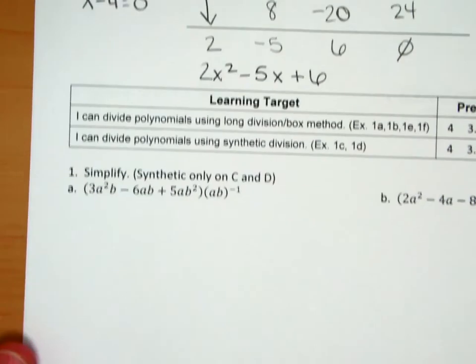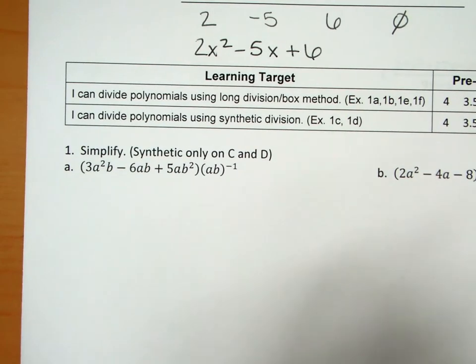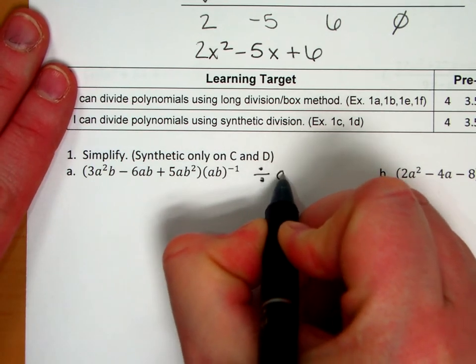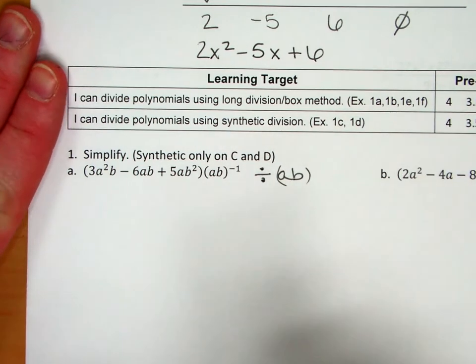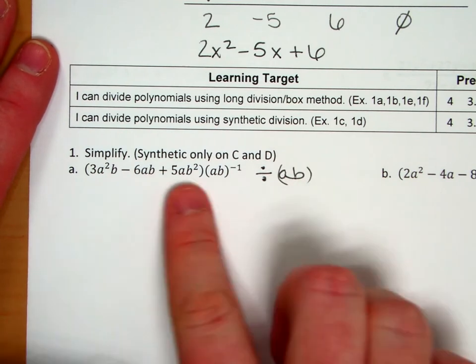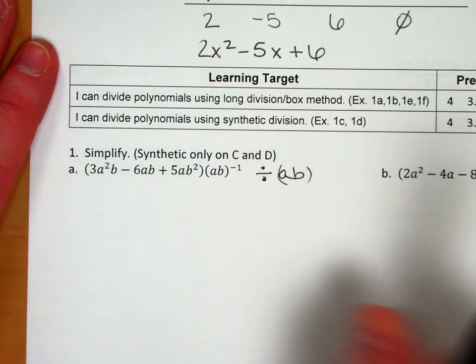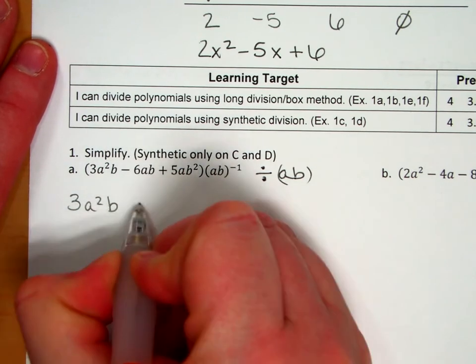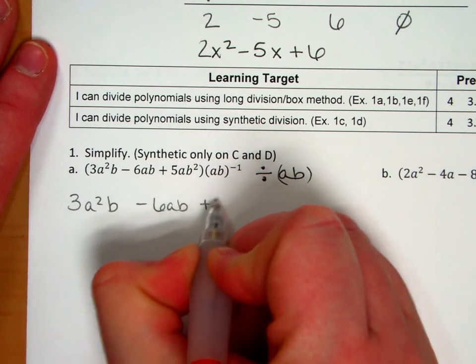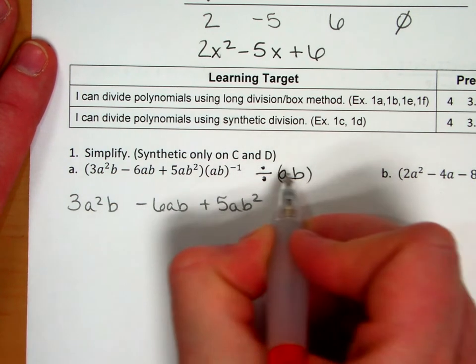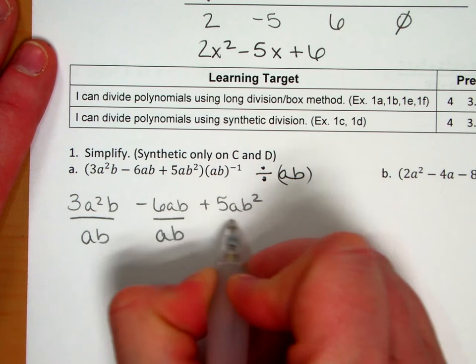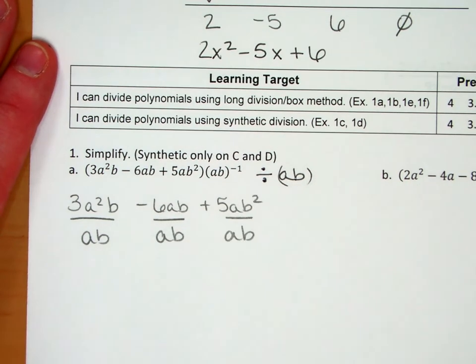So on this first one, you have a monomial. Know this, that if you have a negative symbol, that also means to divide by ab. What you're going to do is take each part and divide it by ab. So rewriting it, 3a squared b minus 6ab plus 5ab squared. And I'm going to take each one of these divided by ab. And then all you're going to do is simplify.